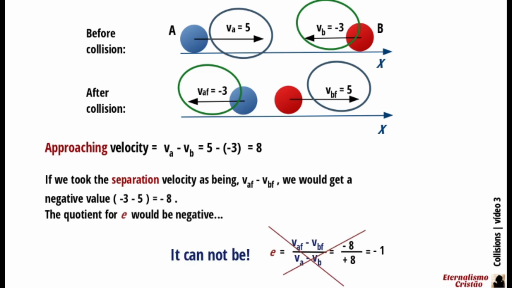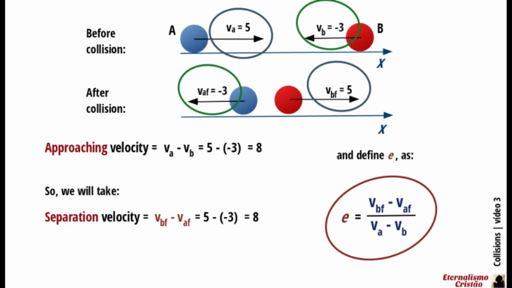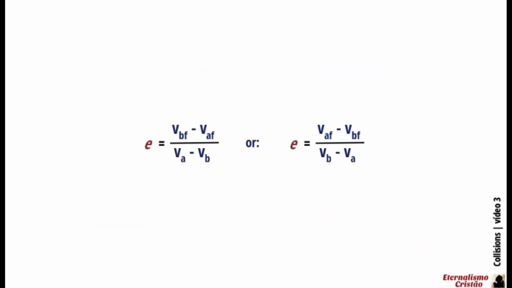The quotient for E would be negative. As it relates to kinetic energy, that would not make sense. So, we will take the separation velocity by inverting the order of the bodies we took while calculating the approaching velocity. It doesn't matter, one way or the other.